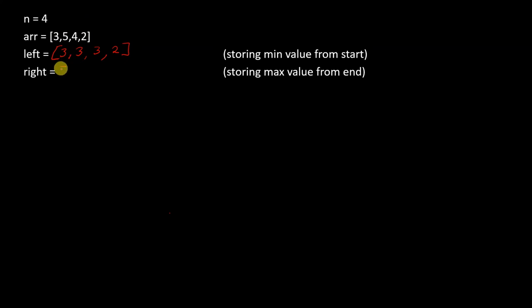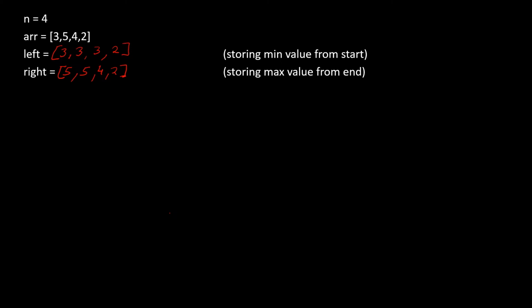Now constructing the right array. We will construct the right array from the end. So the first maximum element is 2. Now we will compare 4 and 2, so the maximum is 4. We will insert that. Now we will compare 5 and 4, so the maximum is 5. We will insert that. Now we will compare 5 and 3, so the maximum is 5. We will insert that. So this becomes the right vector.